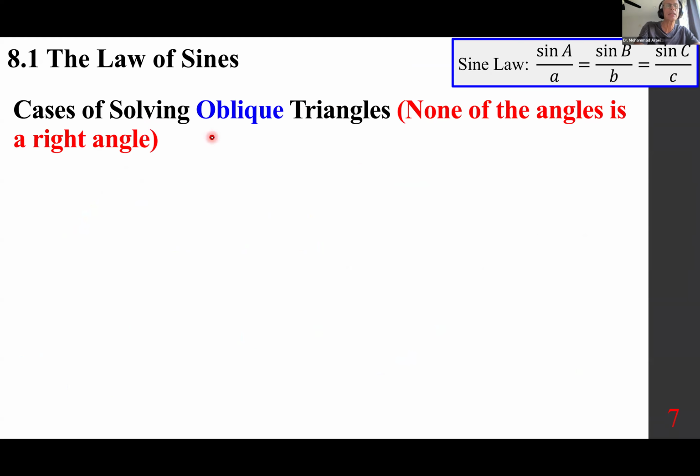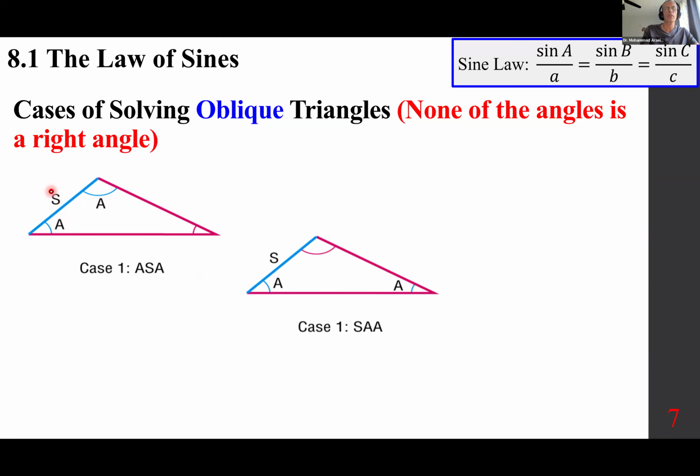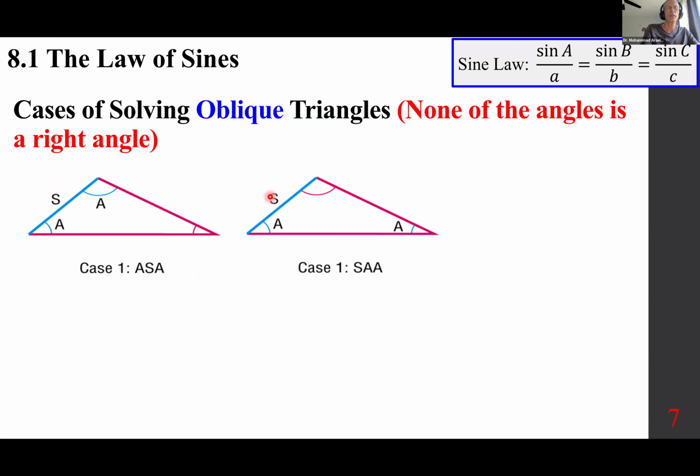So, cases of solving oblique triangles, and again, reminding you it means none of the angles are a right angle. If that happens, what do we come up with? ASA: angle, side, angle. Maybe two angles and the side in between is given. SAA: side, angle, angle. So the side is not in between the two angles.